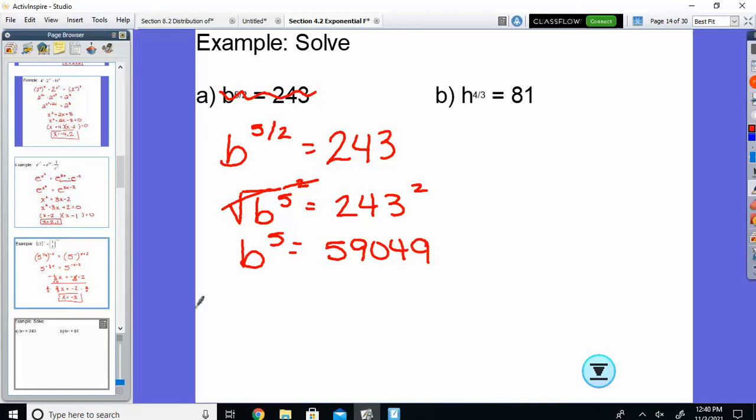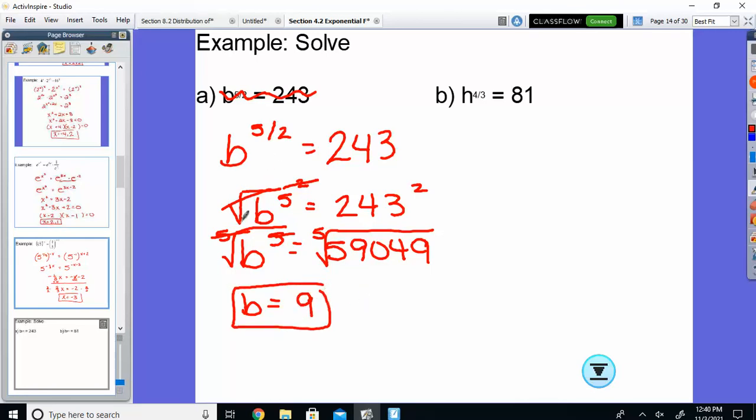All right. How do I get rid of a 5th power? Do I need a plus or minus? No. When do you have to have a plus or minus? Even. It's an even root, a square root, 4th root, 6th root. Okay, and then the 5th root of 59,049 is 9. And we can easily check that. If you plug it back in, 9 to the 5/2 power, just type it in your calculator, you get 243.